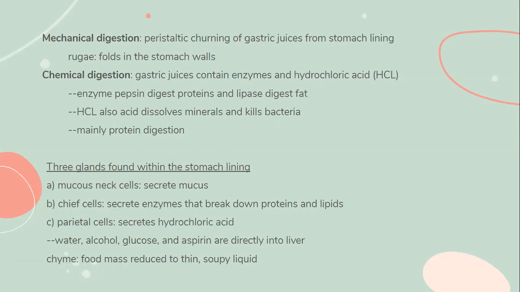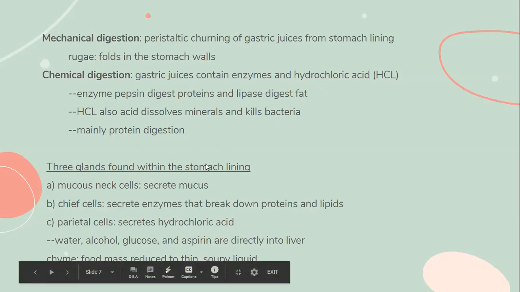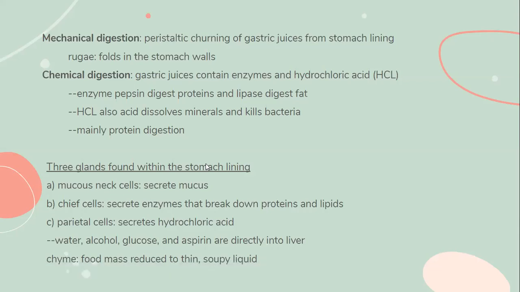There's something called chyme, which is your food mass. If you eat a burger and swallow it, chyme is the result of turning that food mass into a thin, soupy liquid. Everything's pretty liquid in your stomach by now because of the hydrochloric acid, which is very strong, and also because of the enzymes.